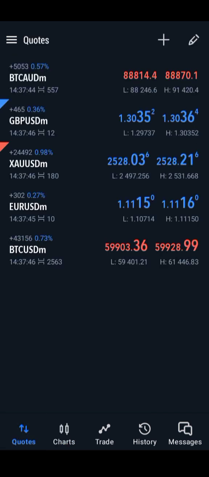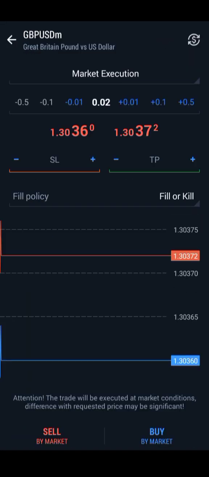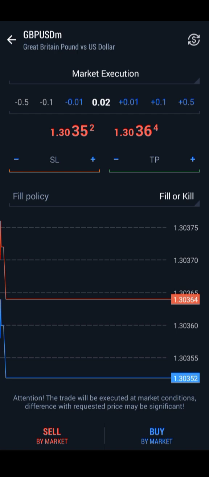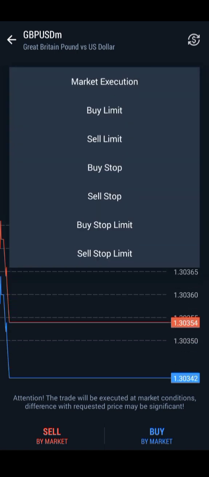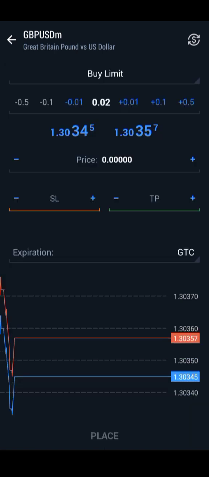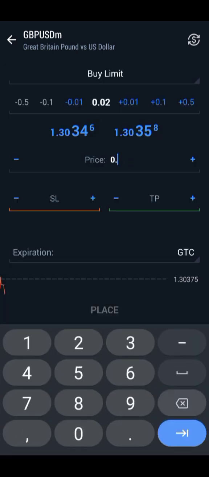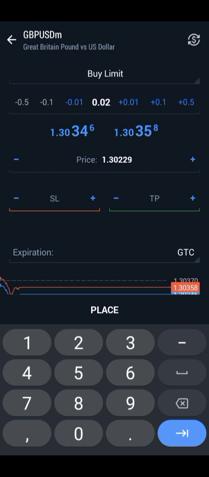So I'll go back, click on here, new order. When I click on new order, it's still on market execution. I'll click on the market execution, and I will see buy limit. I'll click on buy limit. So when I click on buy limit, I'll come here and then say when the market reaches 1.30229, let it take me in the market.